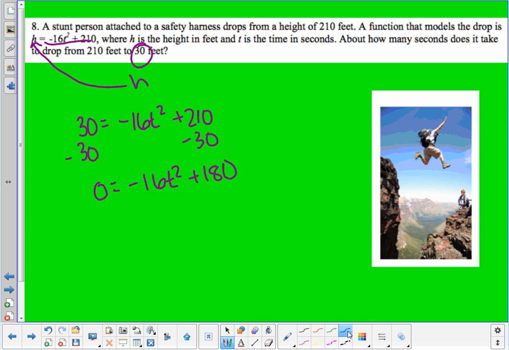Now I need to identify my a, my b, and my c. Remember that your standard form is ax squared plus bx plus c. So my a term here is negative 16. My b term is not there. There is no t in the middle, so that means that b is equal to 0. And then my c term is the 180. Be very careful with that. A lot of people just automatically want to make the second one the b term, but that 180 doesn't have a t with it. It doesn't have a variable. So that's actually my constant, which is the c at the end.